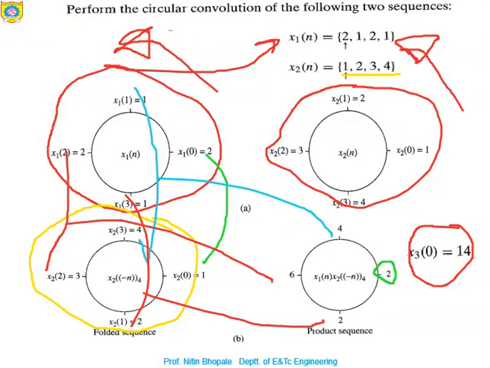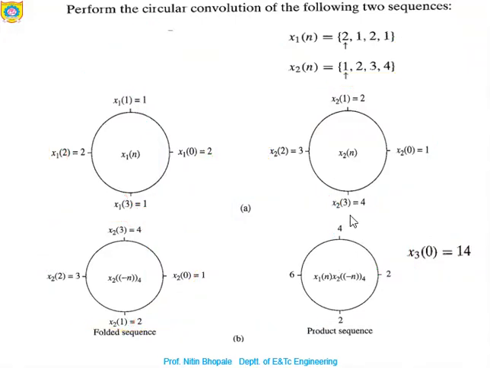After this entire operation, we just need to add these values resulting from the product of x1 of n and x2 of minus n mod 4. Once the product of the sequences is done, we just add them: 4 plus 2 plus 2 plus 2 plus 6 plus 4.